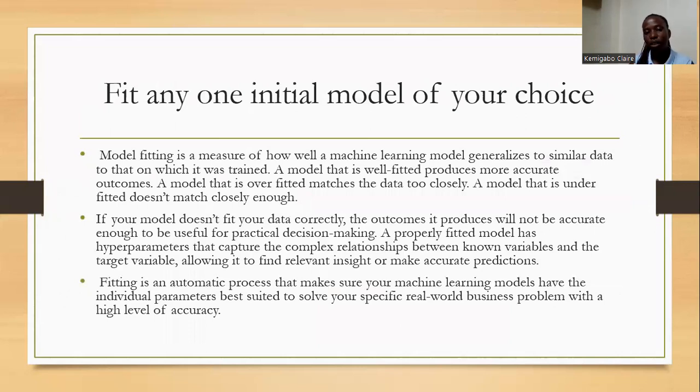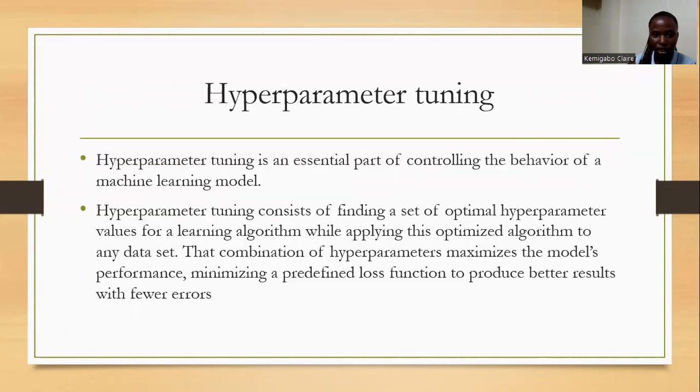To fit an initial model, model fitting is a measure of how well a machine learning model generalizes to data similar to that on which it was trained. So if it generalizes, once you give it this information and you've trained it, it can do the same sort of thing on a different information package. That's it, mainly, to fit.